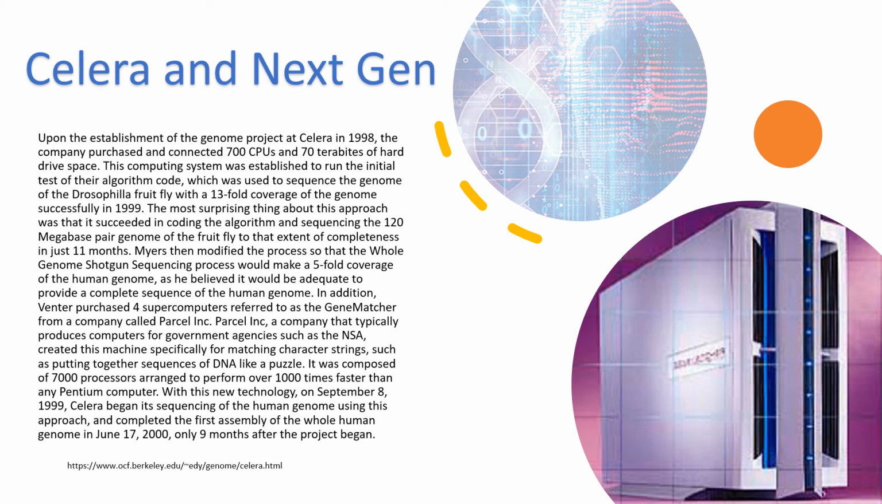With this new technology, on September 8, 1999, Celera began its sequencing of the human genome using this approach and completed the first assembly of the whole human genome on June 17, 2000, only 9 months after the project began. As you can see on the right bottom half of your screen is a picture of the Parcell Inc. computers.